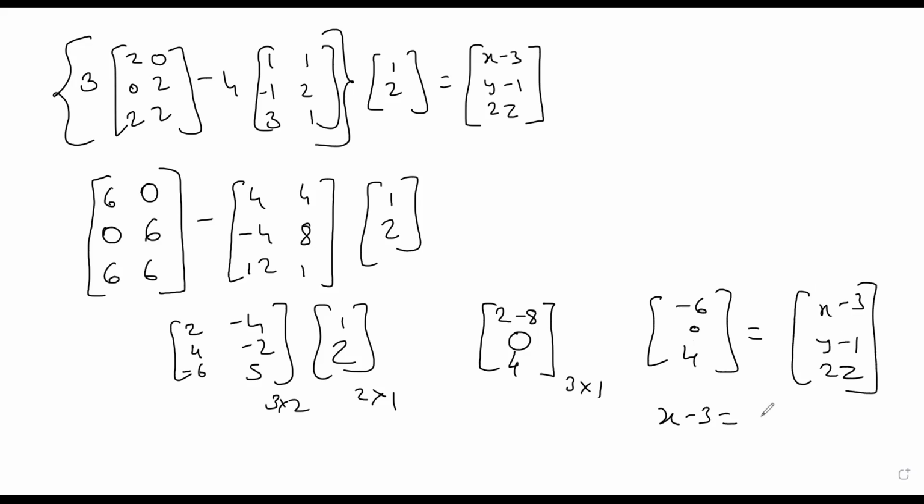So x minus 3 is minus 6, x is equals to minus 3. y minus 1 is 0, so y is equals to 1. And 2z is equals to 4, so z is equals to 2. So it is minus 3, 1, 2, value of x, y and z.